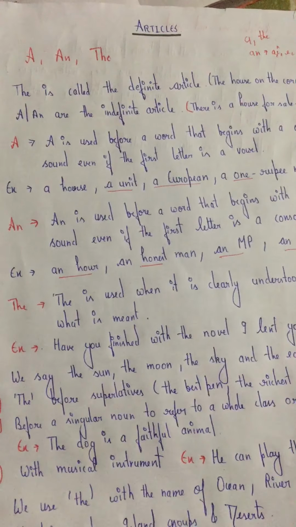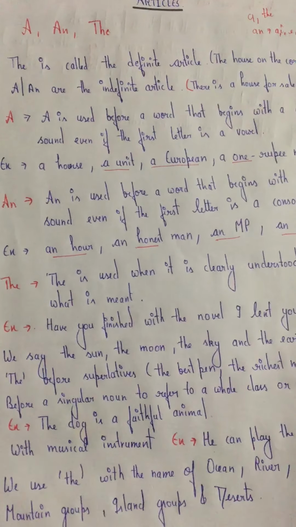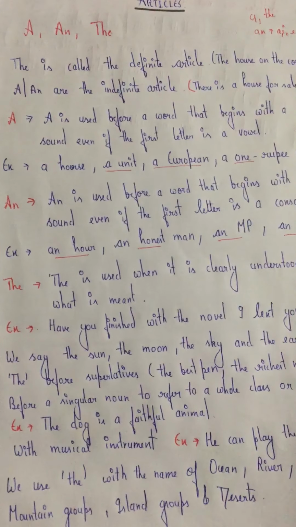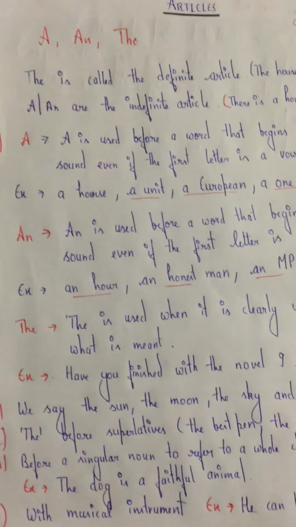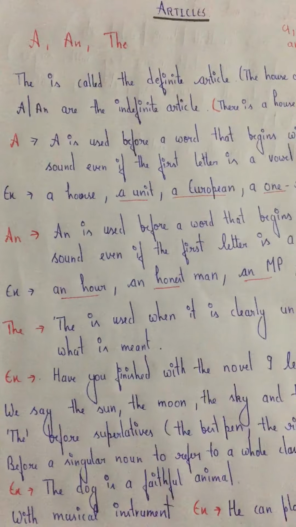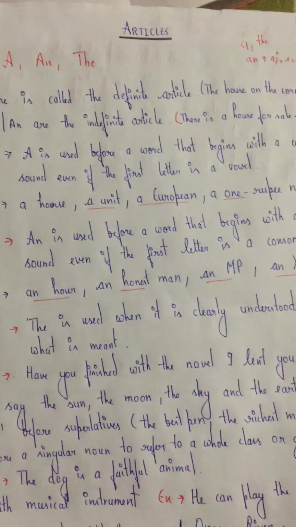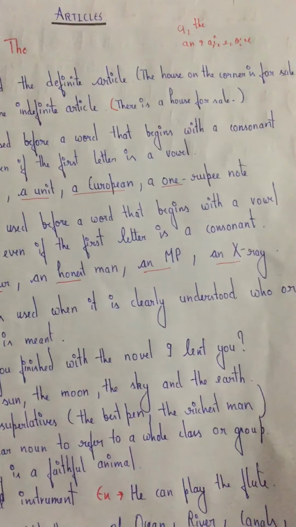What are articles? A and the. So let's see. The is called the definite article. Why? A and an are the indefinite article. Why is the called the definite article? Let's see with an example. Because the is used with definite things.